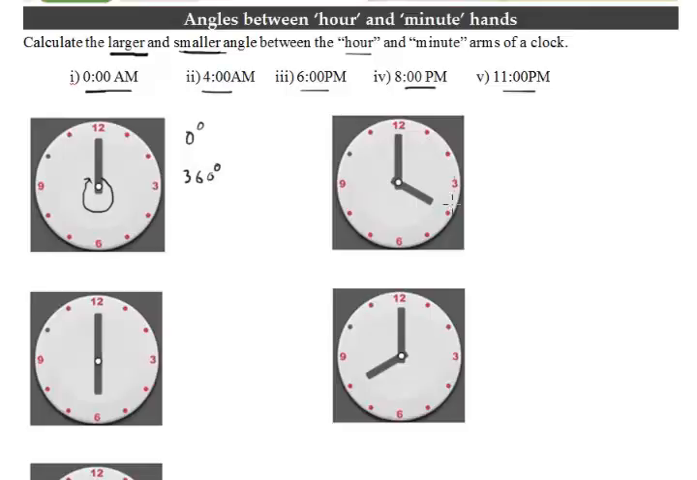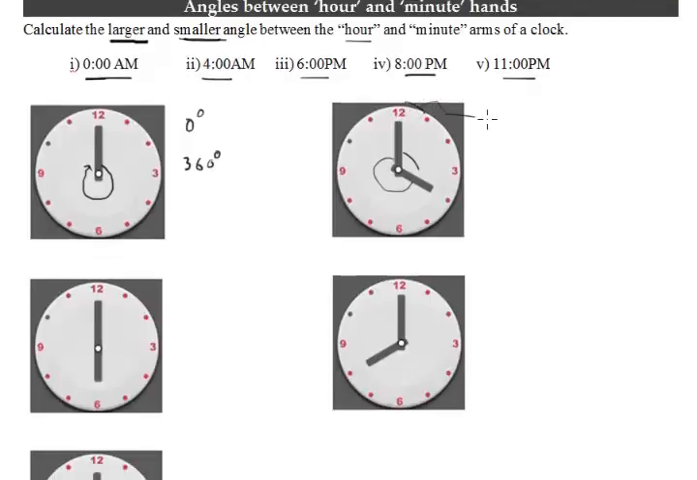Now the second one, 4 AM. So this is 1, 2, 3, 4. So hour arm is here, minute arm is here, this is 4. So this is the smaller angle and this is the larger angle. We know that in every hour, this angle is 30 degree, because in 12 hours it covers 360 degree. So in every hour it covers 30 degree.